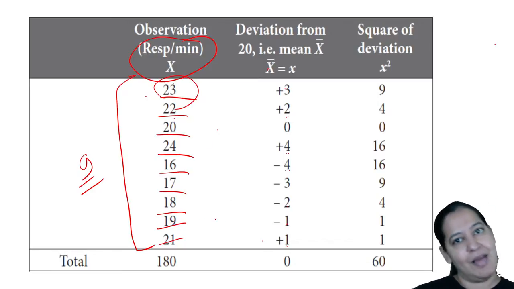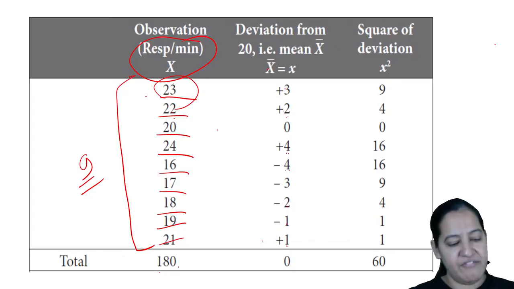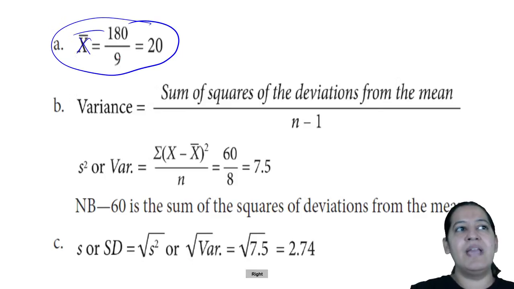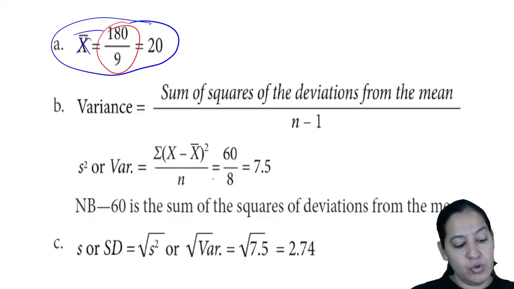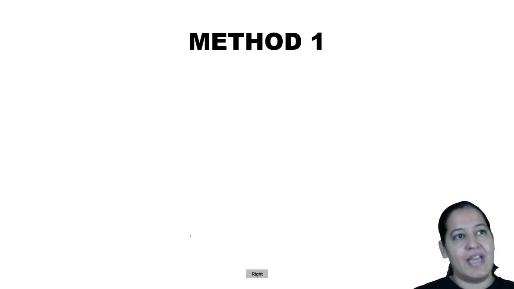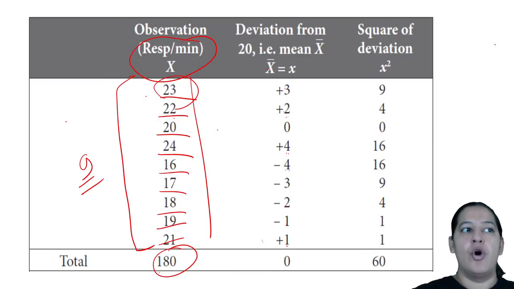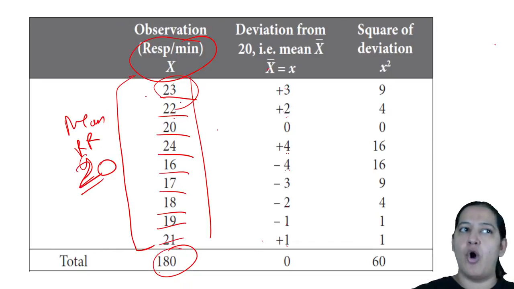So first thing, the same as in mean deviation, find out the mean. How will you find out the mean? It will be 180 by 9. Just do the sum of all these. The sum of all these is 180. Do 180 by 9, that is 20. So that is the average or mean respiratory rate. The mean respiratory rate is 20 for all the patients.